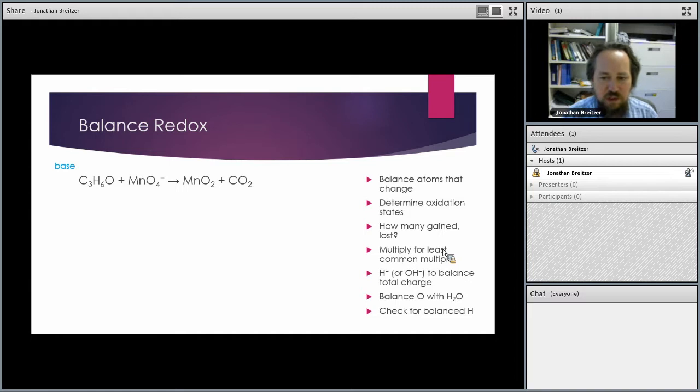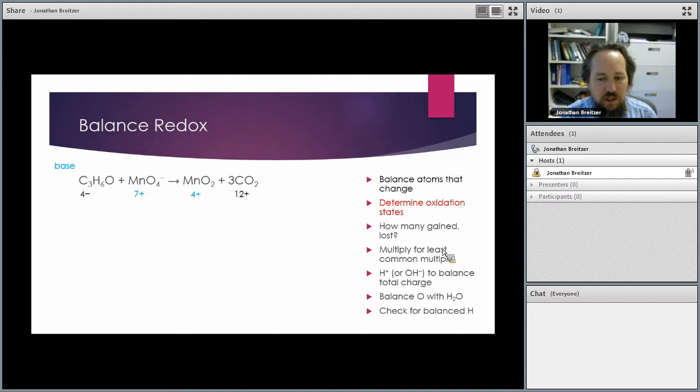All right, so let's start with the first one. Balance atoms that change. Well, the manganese changes oxidation state. It looks like it does. But there's one on each side, so we're all right there. The other one that's not hydrogen or oxygen is carbon. And carbon is not balanced, so we'll need to balance it by adding a 3 to the carbons of the carbon dioxide on the right.